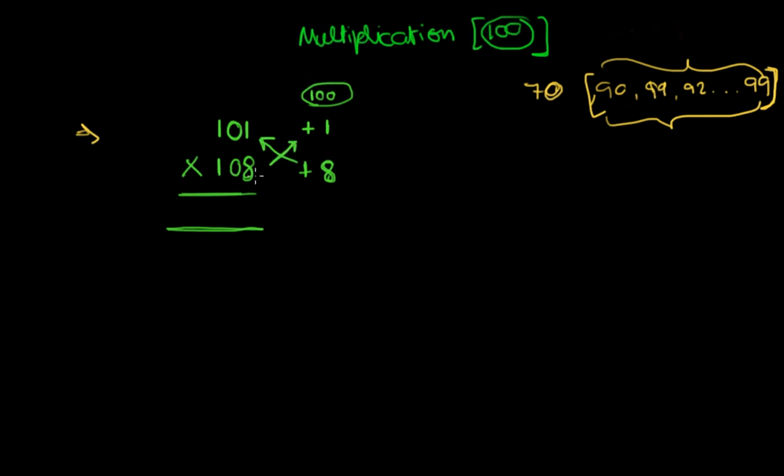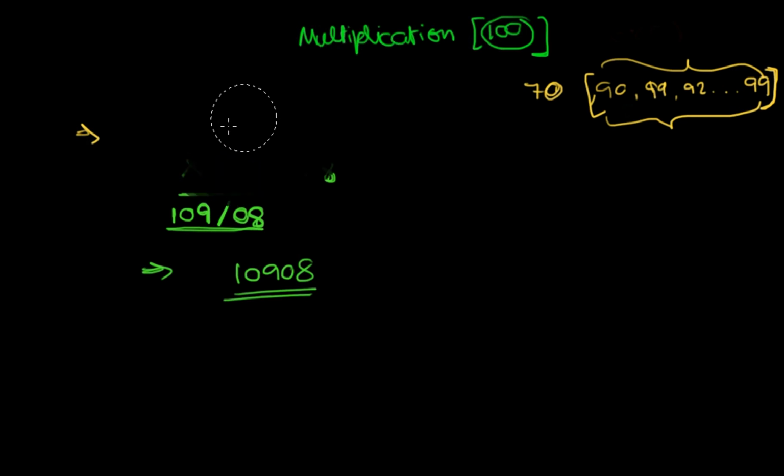So we get 108 plus 1 and 101 plus 8, both give us 109, and then we put a slash, and then plus 1 into plus 8, how much is that? That's 8. So we write it as 08, not as 8. So the final answer would be 10908. Just go ahead and check that out with a calculator.